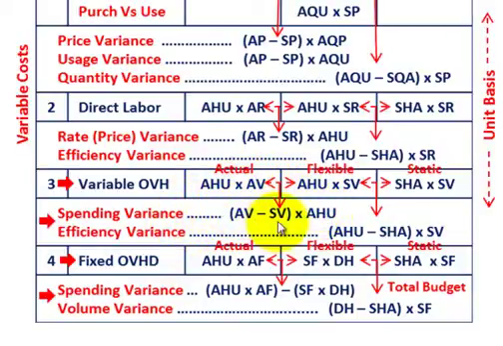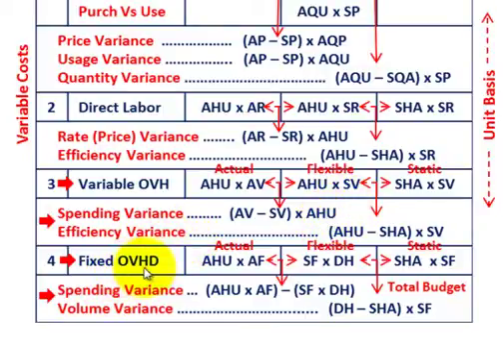Now our efficiency variance is between our flexible and our static budget. Here we take the difference between our actual hours used and the standard hours allowed, in this case for our variable overhead, and that difference is multiplied by the standard variable rate. So that's our efficiency variance.